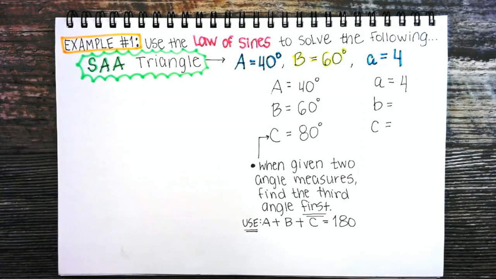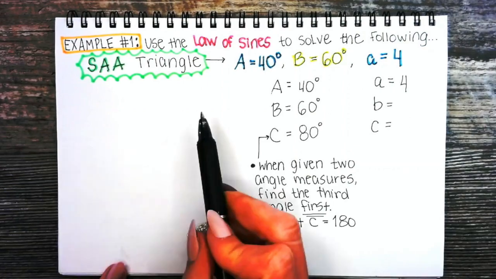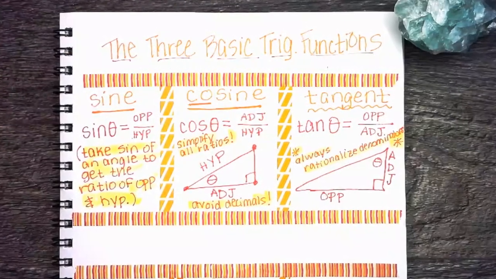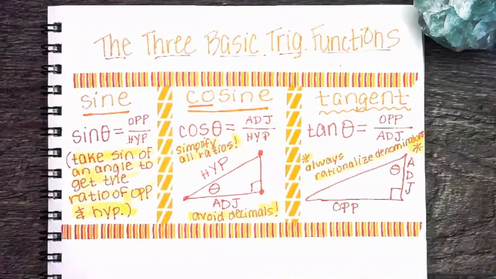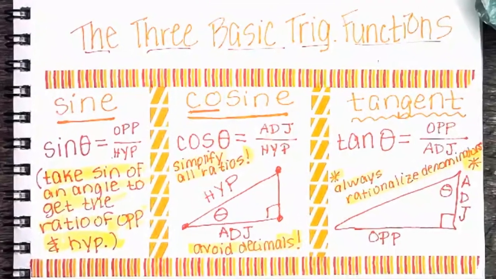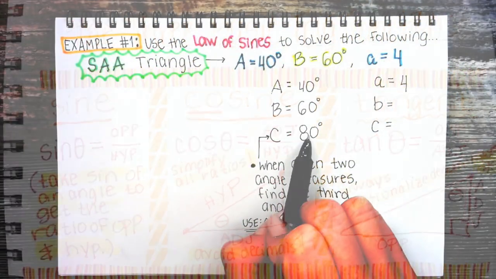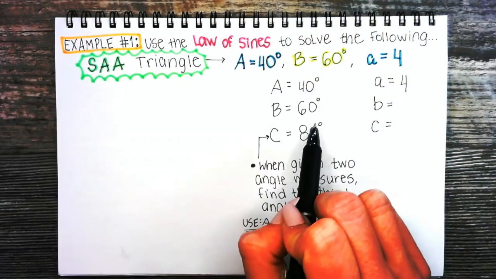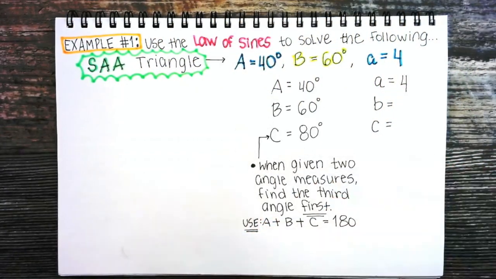Right triangle trigonometry is when we use SOHCAHTOA, sine being opposite over hypotenuse, cosine is adjacent over hypotenuse, and tangent is opposite over adjacent. That's only allowed to be used on right triangles. Since we don't have a right angle, we're going to have to use another method.